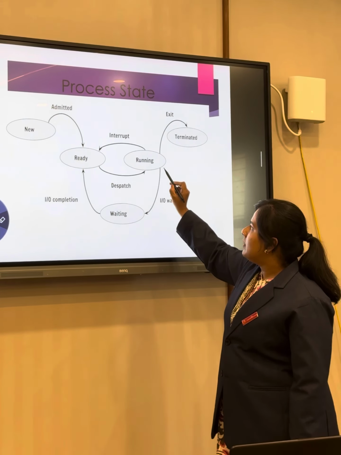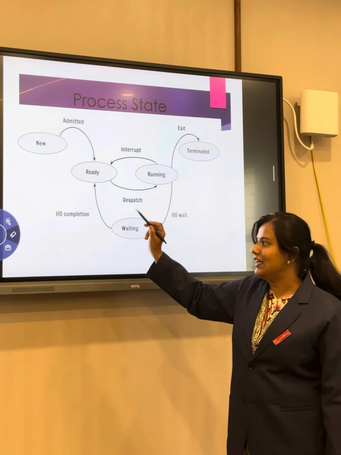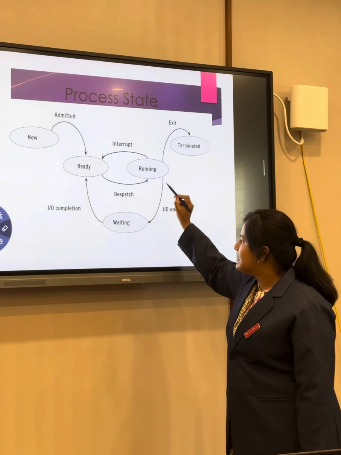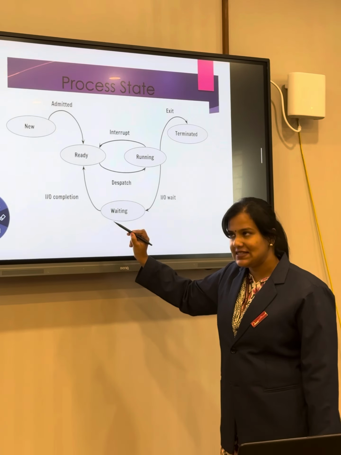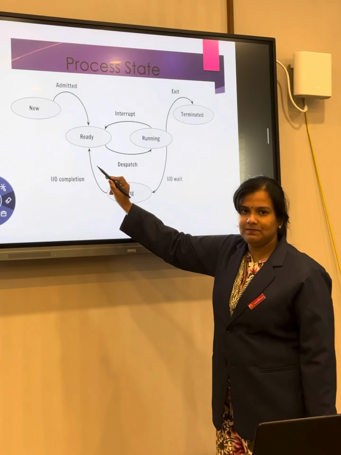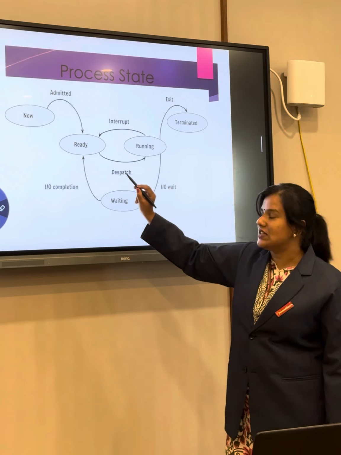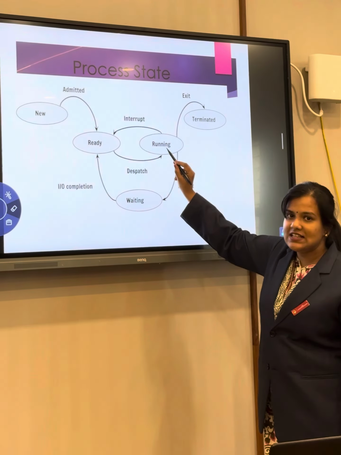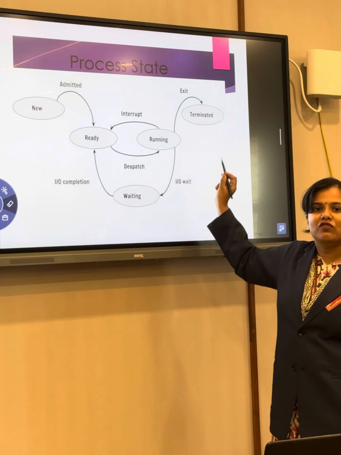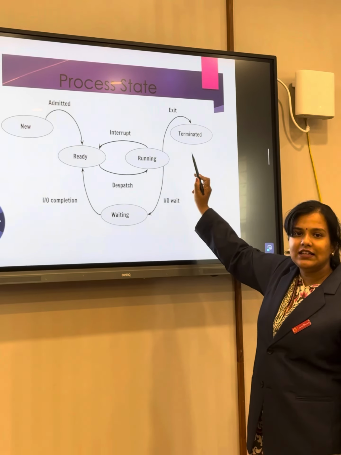Then in some cases we need to wait for some event, like an input-output event or some resource. Then the running state reverts back to the waiting state and again goes to the ready state. That cycle is shown here. After the availability of every event and every resource, the process is completed in the running state and moved to the terminated state. These are the 5 important states of a process: new, ready, running, waiting and terminated.